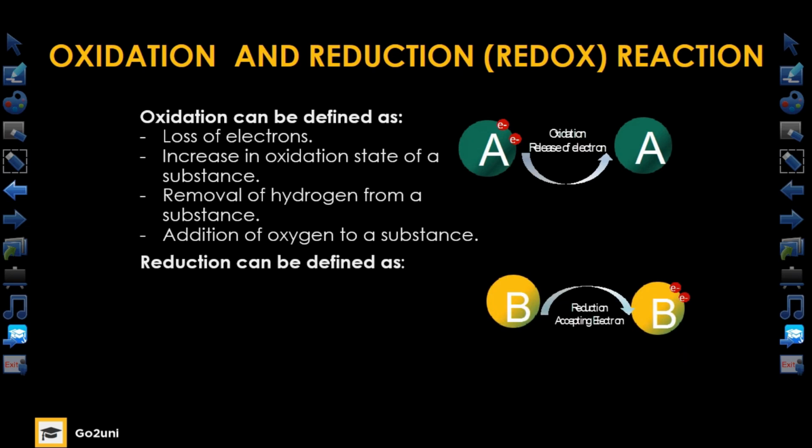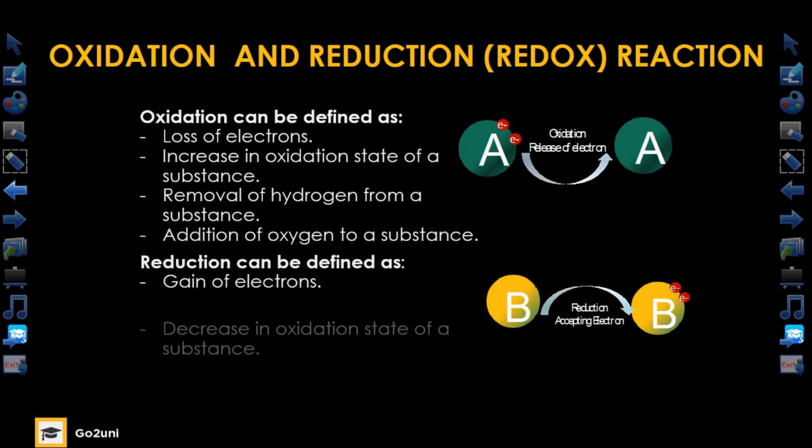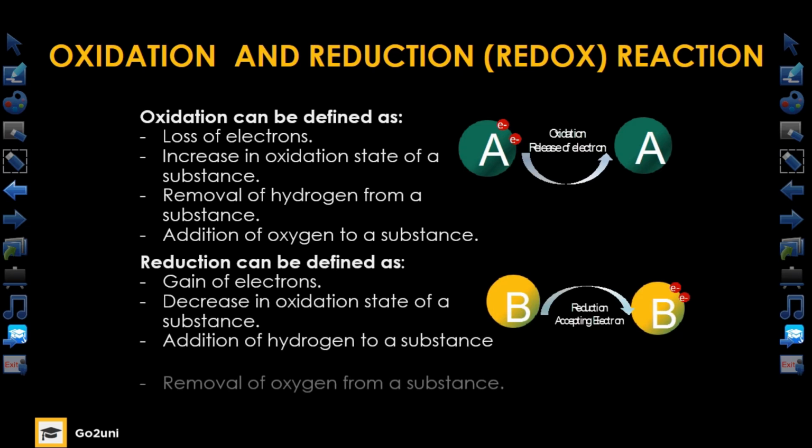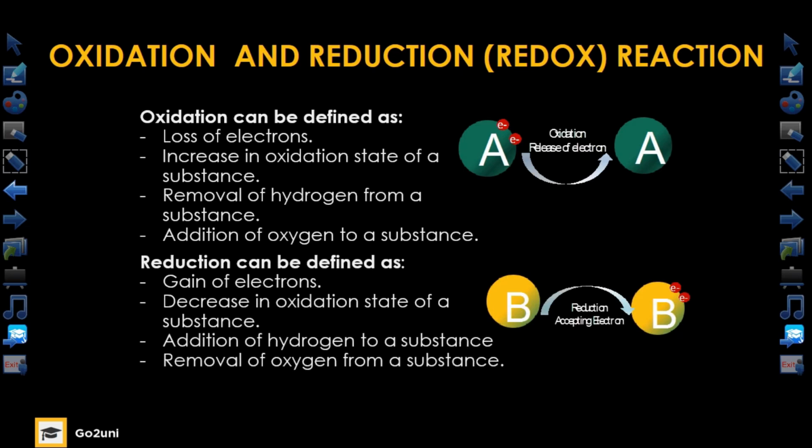Reduction now. Just like we have seen in the case of oxidation, the opposite is the case for reduction. Reduction is gain of electrons. Reduction is a decrease in oxidation state or oxidation number. Reduction is addition of hydrogen, and reduction is removal of oxygen. These are the four ways of defining oxidation and reduction reactions.